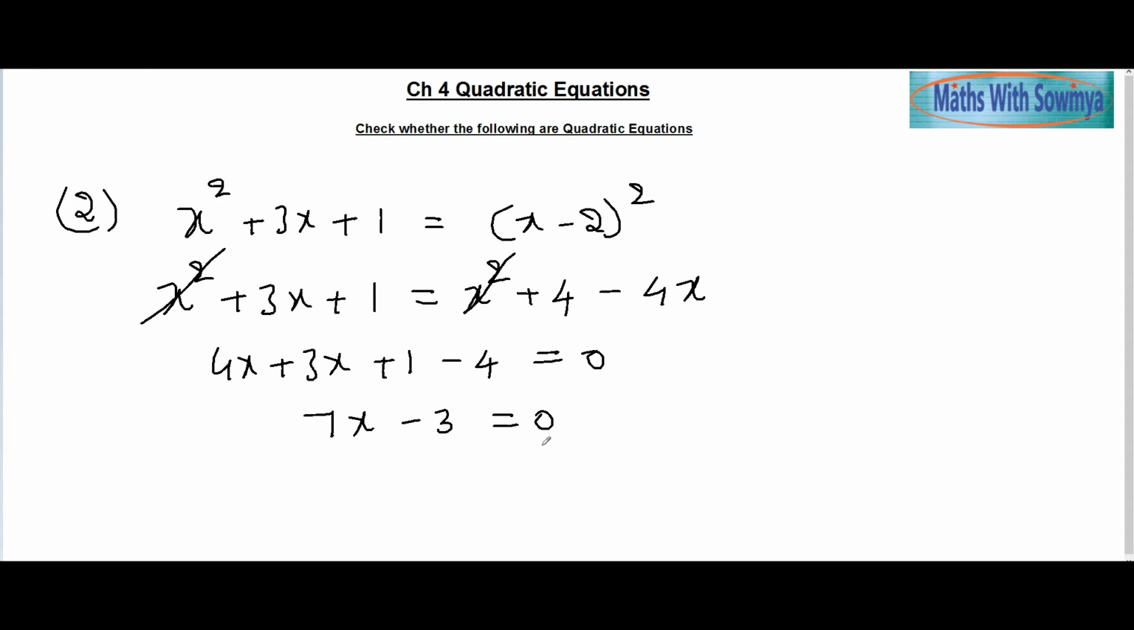This is not a quadratic, because the degree should be 2. That means the highest power of the equation must be 2. And here, you can say no, it is not a quadratic equation.